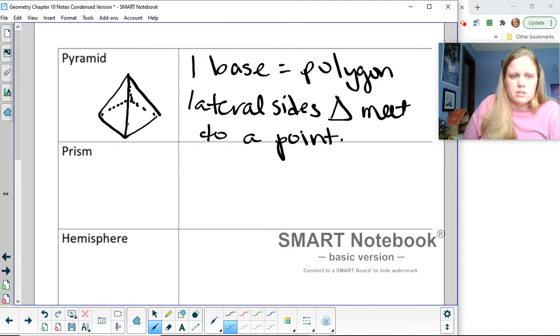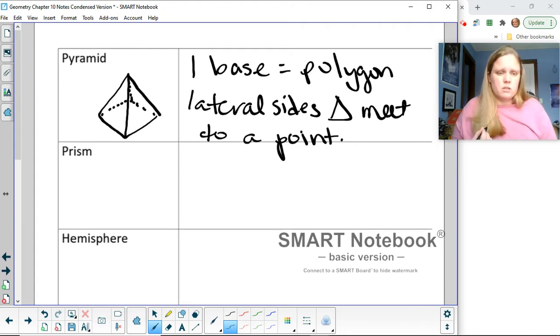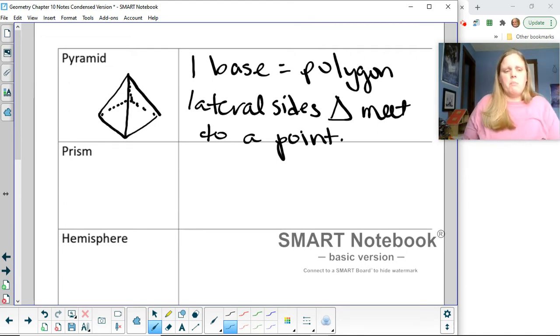And again, it's totally dependent on whatever base shape you have. You could have, like this one, a square base, or you could have an octagonal base, or as many sides really as you want. On that base, it just has to be a polygon.